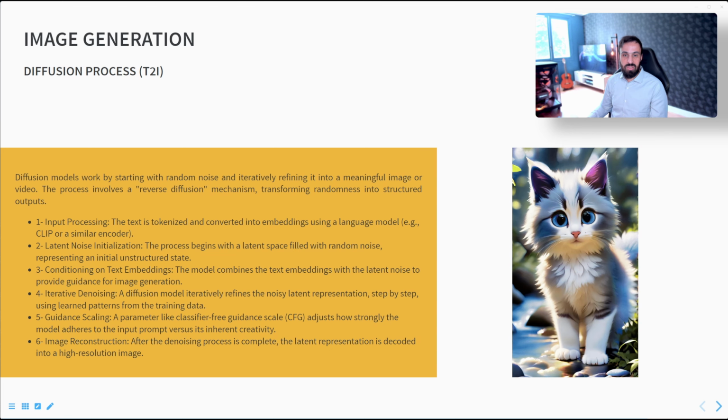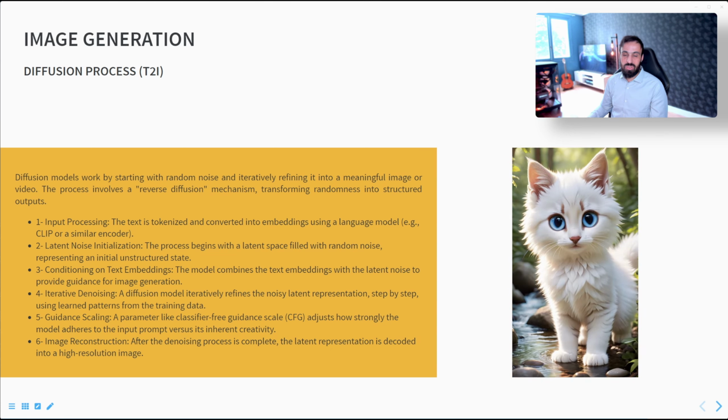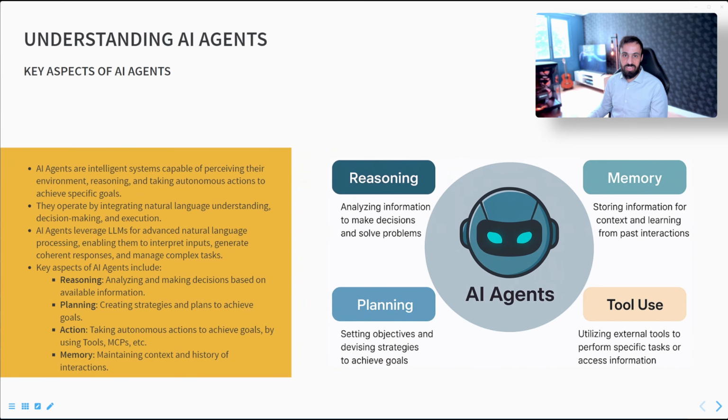Now, what if we gave AI not just the ability to create text and images, but to act on its own? That's where AI agents come in. While chatbots like ChatGPT are great at conversation, AI agents take this further. They are like giving the AI models a brain and hands. Let us break down how they work.